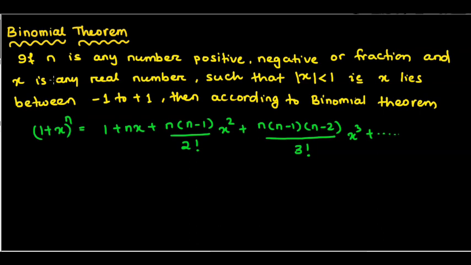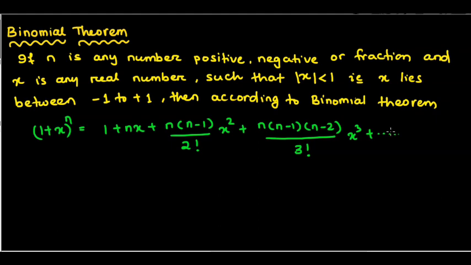This binomial theorem states that if n is any number, it may be positive, negative or a fraction, and x is any real number such that the magnitude of x is less than 1, that is x lies between -1 and +1, then according to this binomial theorem, (1 plus x) whole to the power n is equal to 1 plus nx plus n into (n minus 1) by 2 factorial into x square plus n into (n minus 1) into (n minus 2) divided by 3 factorial into x to the power 3 plus dot dot dot.